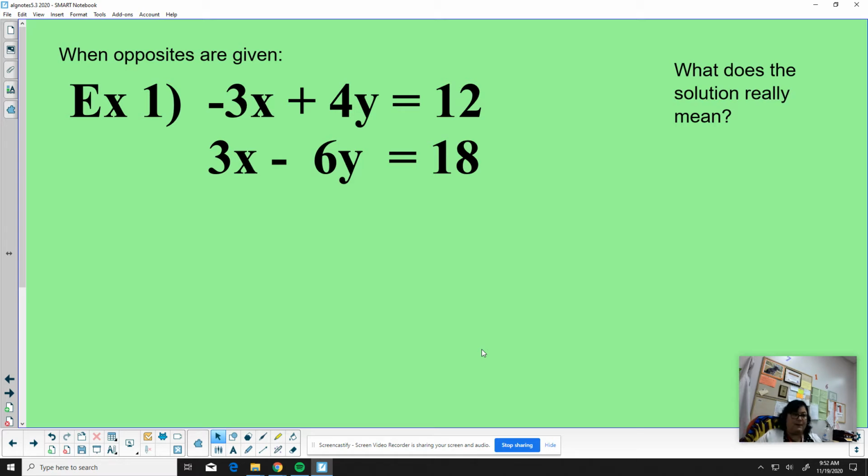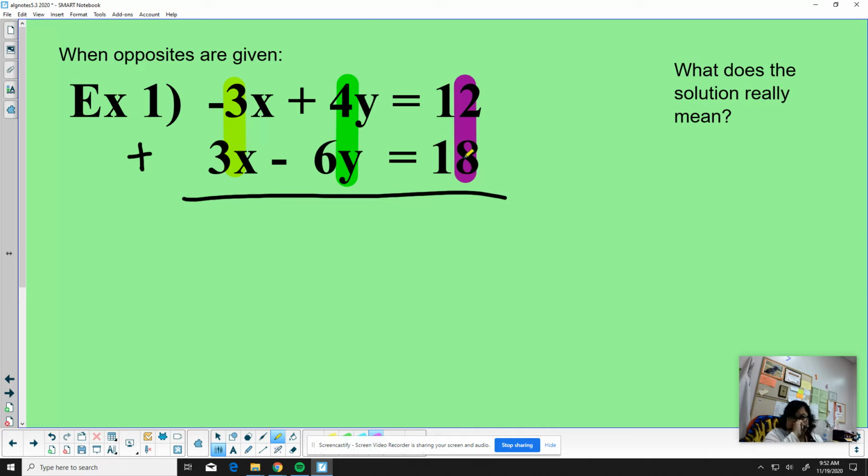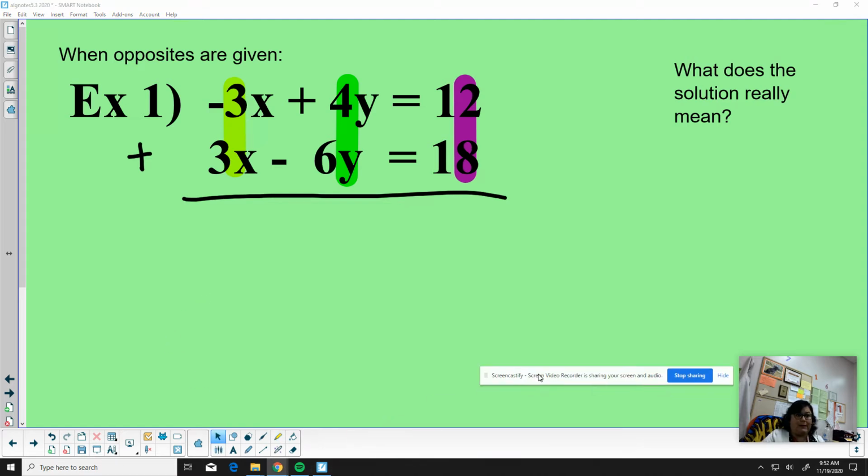So the first step said to make either the x's or the y's opposites, meaning one of them positive and one of them negative of the same number. So you can see from this example that negative 3x and positive 3x are already opposites. So this is a perfect setup for elimination. What we're going to do is combine or add them straight down. So we're going to add these and then these y terms and then the constants. We're going to add each of them, working down.